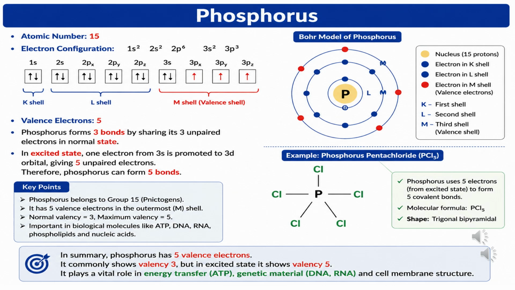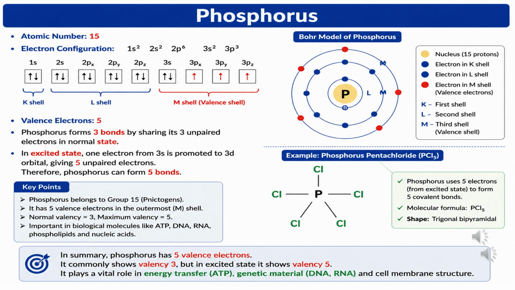The structure of PCl5 is trigonal bipyramidal, demonstrating the ability of phosphorus to expand its valence shell. Phosphorus belongs to group 15 of the periodic table, also known as the pnictogen family. It is highly reactive and is usually found in nature as phosphate compounds rather than in its free elemental form.